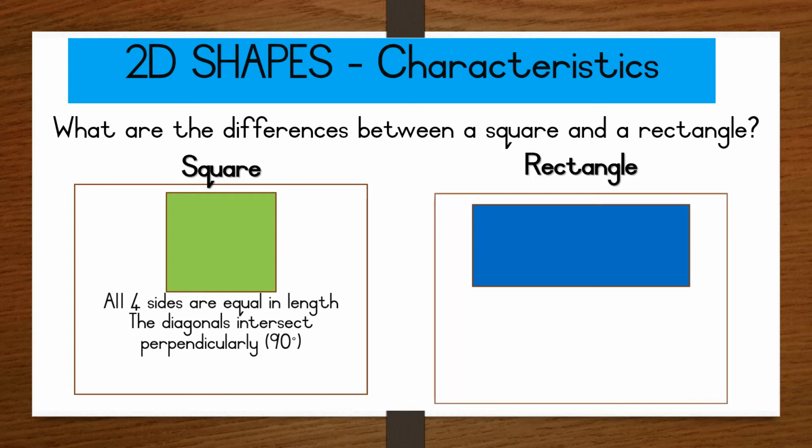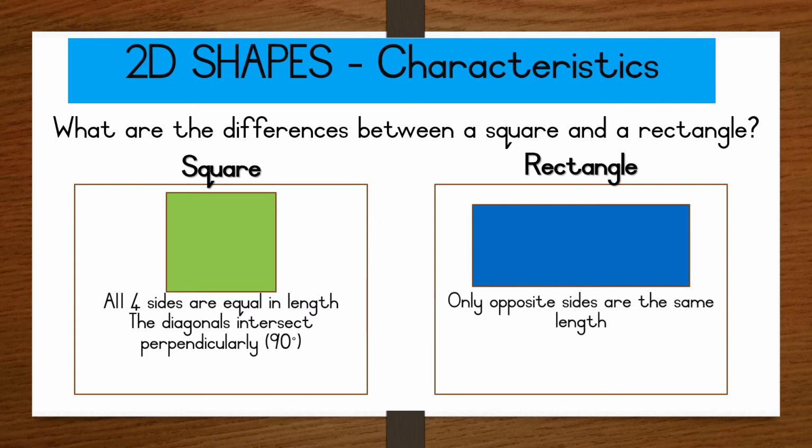Let's look at a rectangle. Only opposite sides are the same length. As we can see, the left side and right side are exactly the same size, while the top and the bottom parts are exactly the same size. The diagonals do not intersect perpendicularly.